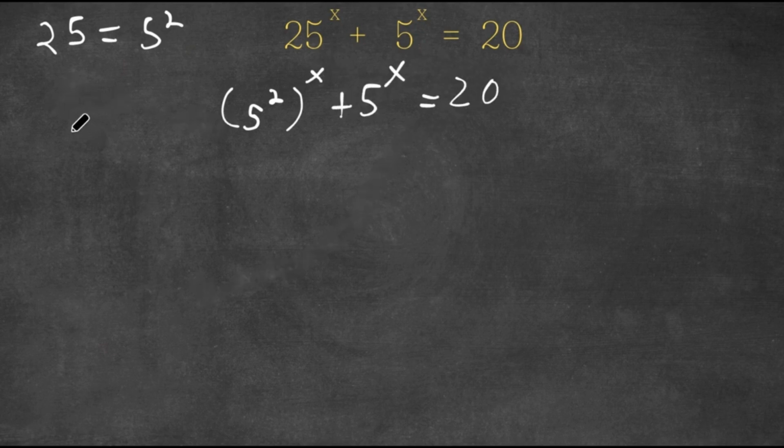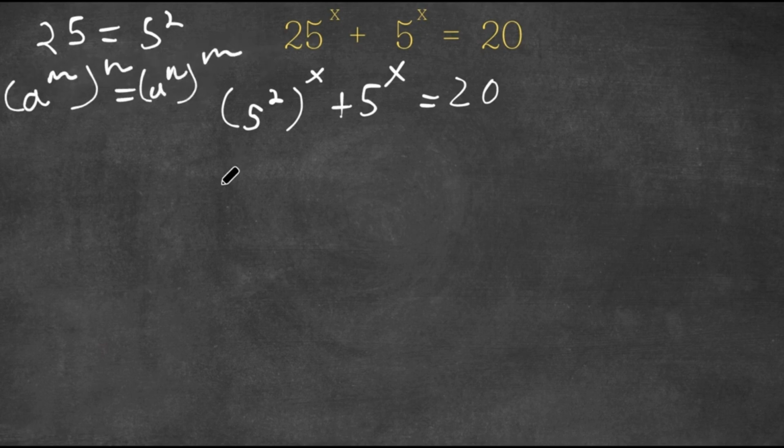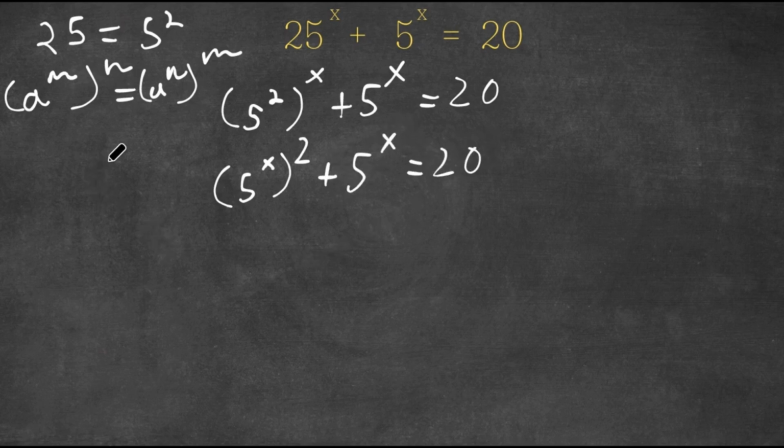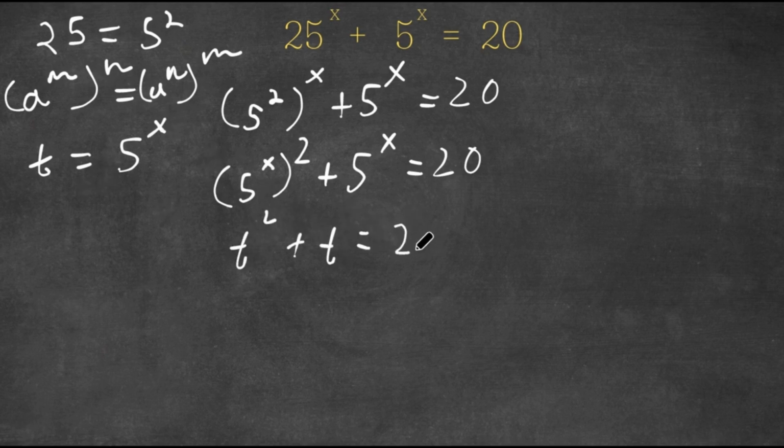Now, if we have something in the form a to the power of m to the power of n, this is the same thing as a to the power of n to the power of m. So 5 to the power of 2 to the power of x, this is the same thing as 5 to the power of x to the power of 2. So now I'm going to let the variable t equal 5 to the power of x. So now if I replace 5 to the power of x with t, I get t squared plus t is equal to 20.